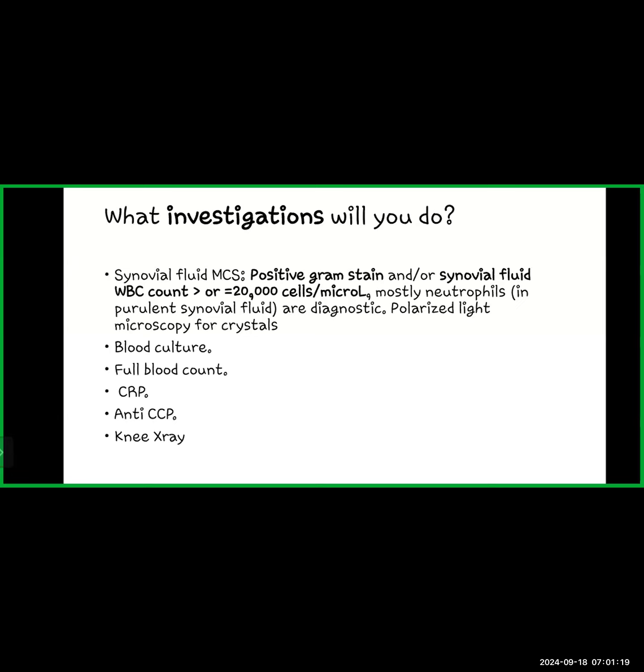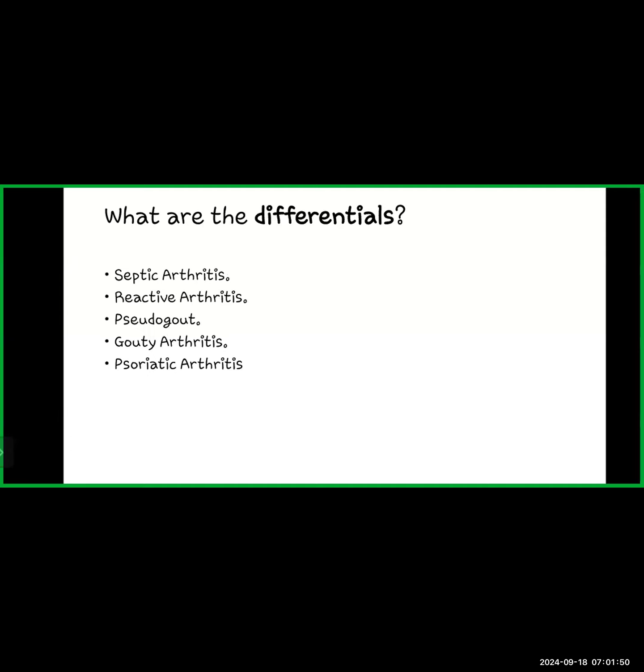The investigations I will do are synovial fluid MCS. A positive Gram stain or a synovial fluid WBC count of greater than 20,000 cells per microliter, mostly neutrophils, in the purulent synovial fluid is diagnostic. Polarized light microscopy for crystals. I also want to do a blood culture, a full blood count, a C-reactive protein, an anti-CCP, and a knee X-ray. My differential diagnosis here will be septic arthritis, rheumatoid arthritis, reactive arthritis, pseudogout, gouty arthritis.